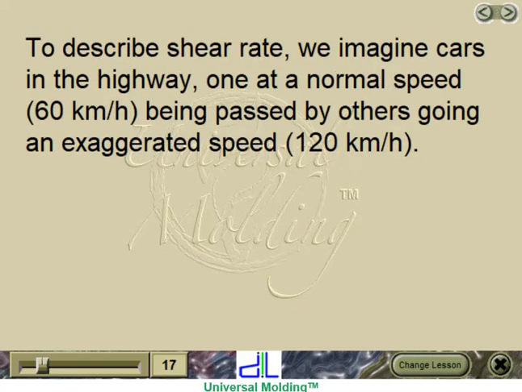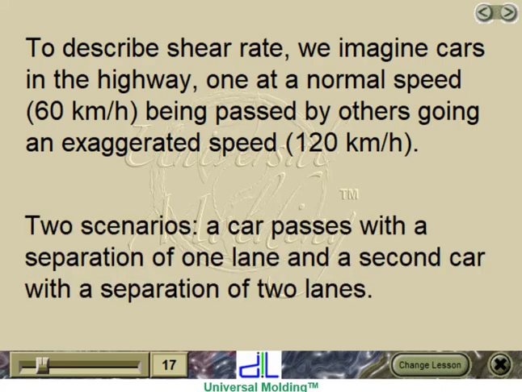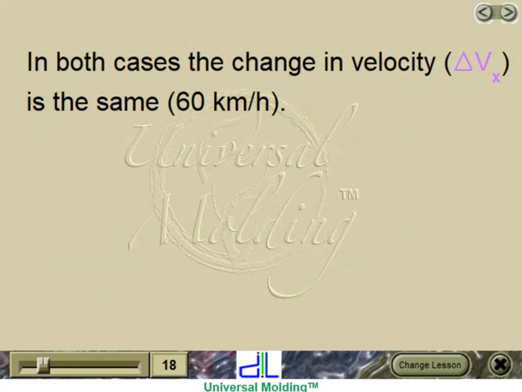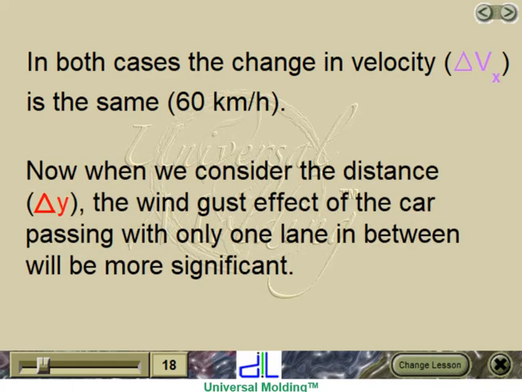To describe shear rate, we imagine cars on the highway, one at a normal speed, 60 kilometers per hour, being passed by others going an exaggerated speed, 120 kilometers per hour. Two scenarios. A car passes with a separation of one lane and a second car with a separation of two lanes. In both cases, the change in velocity, delta v sub x, is the same, 60 kilometers per hour. Now when we consider the distance, delta y, the wind gust effect of the car passing with only one lane in between will be more significant.